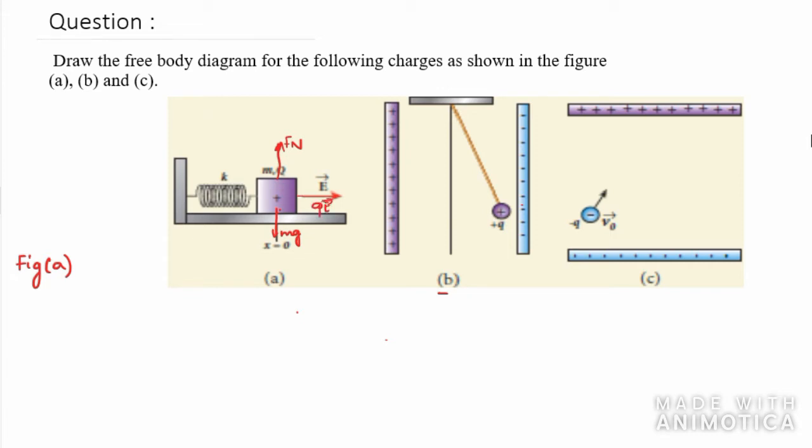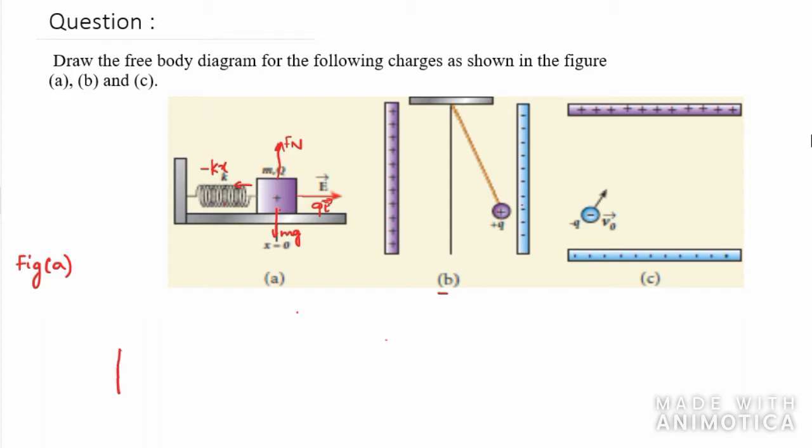So again here it is connected to a spring. You can see a spring here. So the magnitude of the spring force is equal to minus, it is in the negative direction, so it is minus kx, where k is the spring constant and x is the amount of stretch or compression. Okay, so let us draw the free body diagram first.